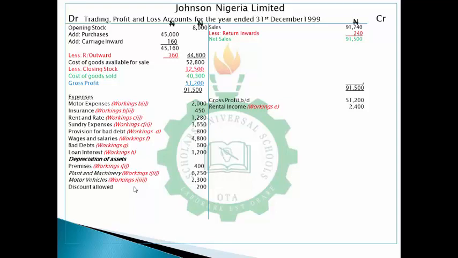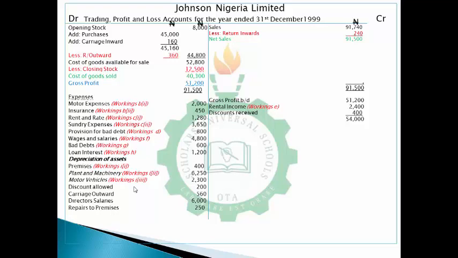Discount allowed. You agree with me that it is an expense, so it has to be on the expense side. Carriage outward is also an expense. Director salary is an expense. Repairs to premises is an expense. So those are the expenses I have. Now I have income of the discount received, which is 400 naira. Now those are the total income I have for the period.